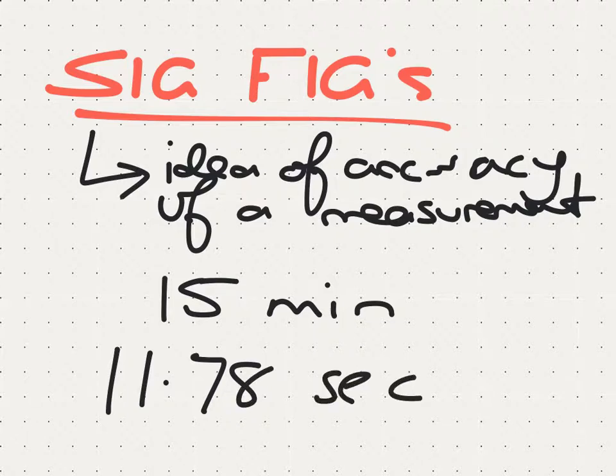So just look at those two numbers. This one is like 15 minutes, about that. Whereas when you run 100 meters in a race, you really want it to be very accurate. And the way that we've shown that is by giving more significant figures to this measurement here.